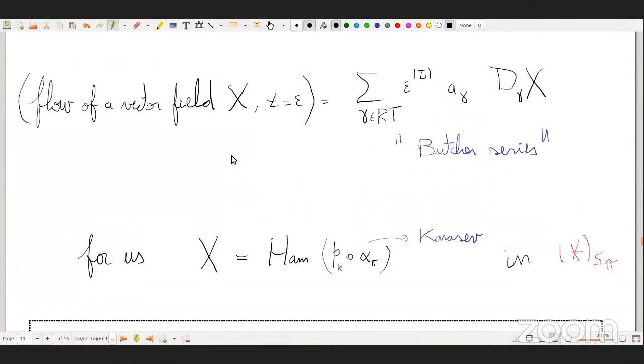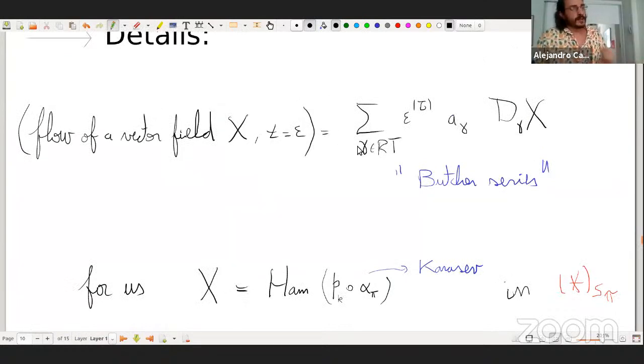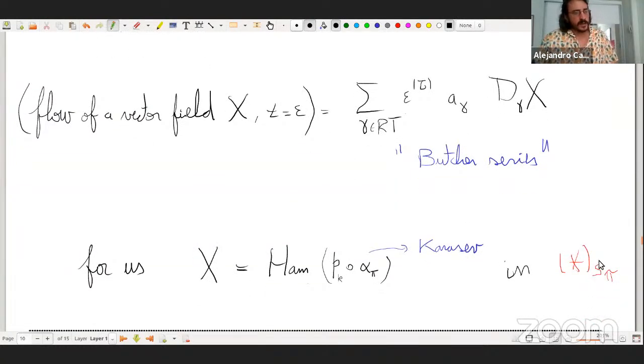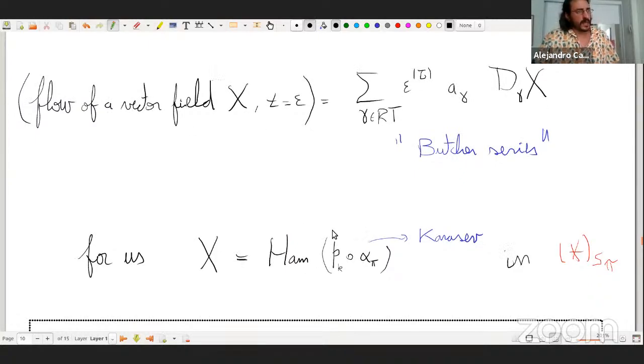So coming back, there is something that in principle is disconnected from what I was saying. If you recall the formula for the generating function, the analytic one, there were some Hamiltonian flows appearing there. So we can apply this formula to the Hamiltonian flows, and then we get a Butcher series, but it's expressed in terms of this map alpha pi, which also depended on pi, and it's non-trivial.